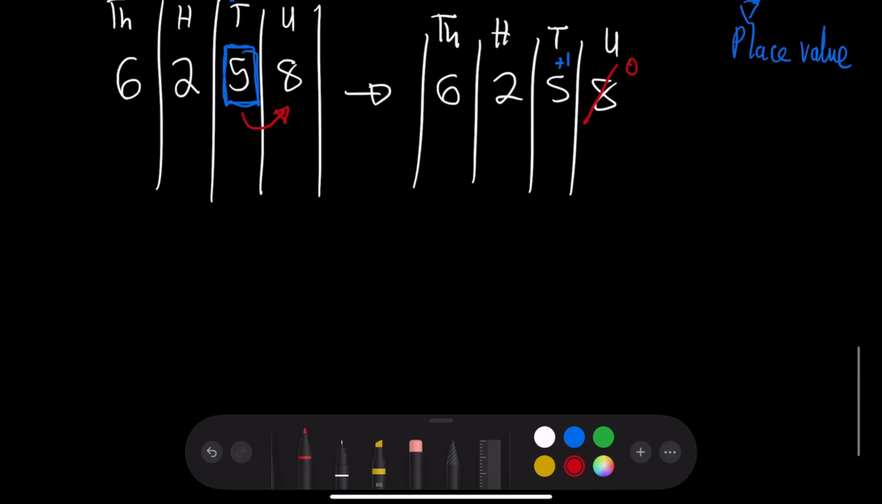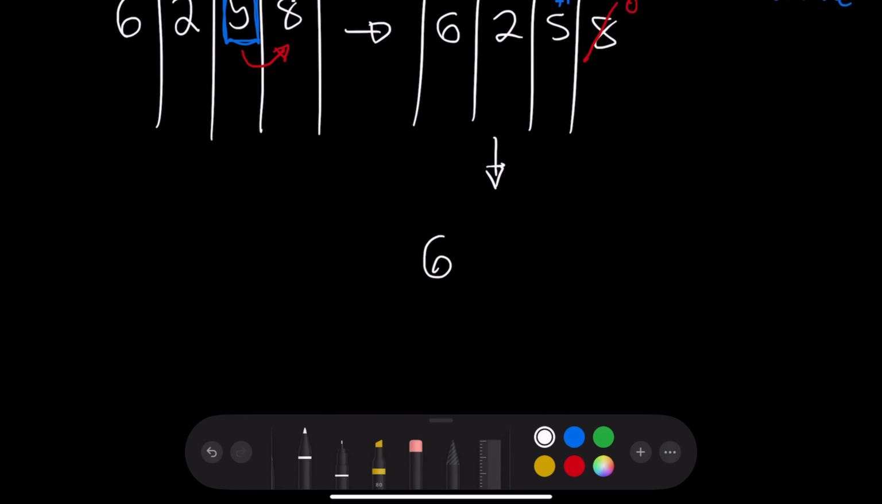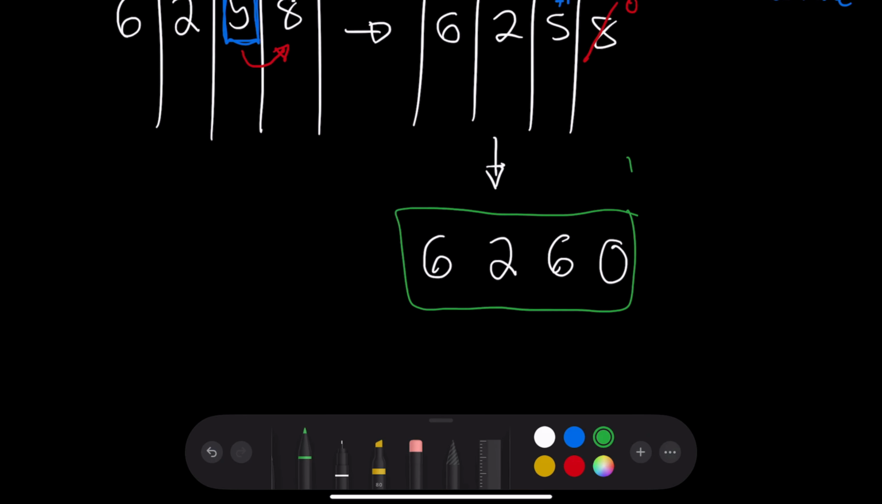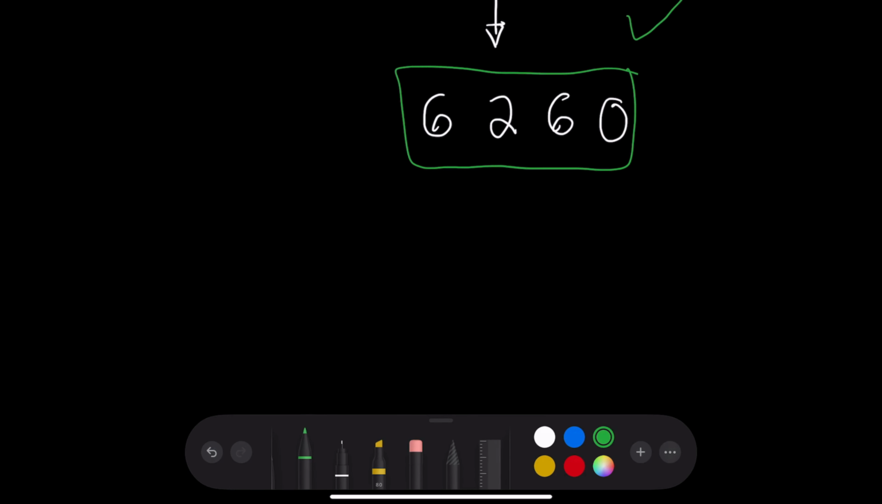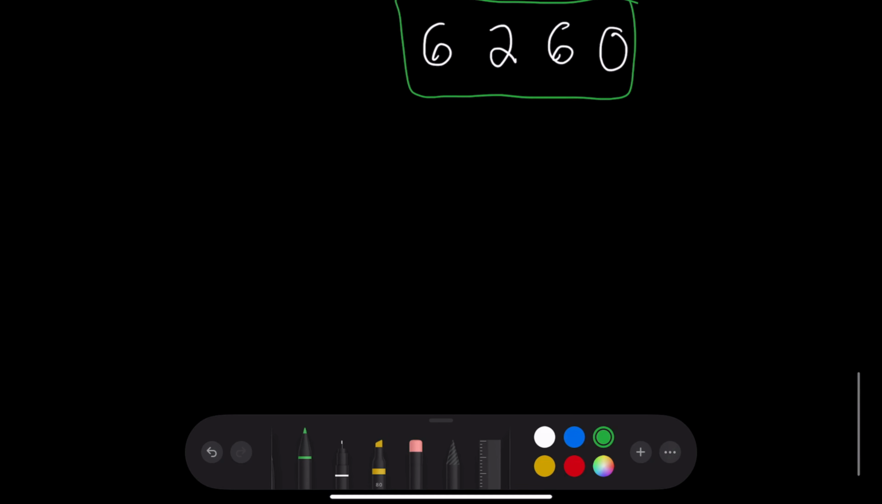Then finally, what does that give me? It gives me 6, 2, 6, 0 as my final answer. And that's the correct answer. Then one of the important practical life examples we can think about. So if we have to just think about some practical examples.